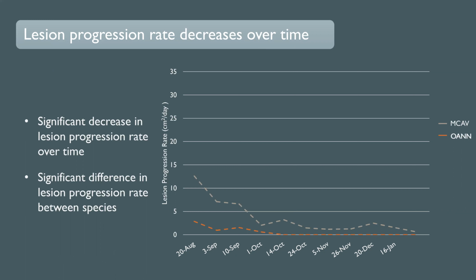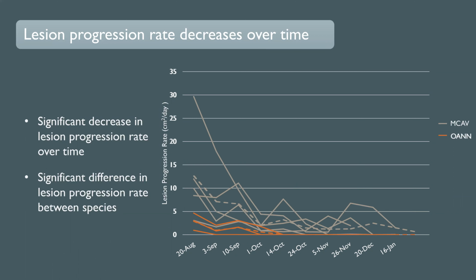Axes are all the same for this figure as the previous, and you can see that there's a significant decrease in lesion progression rate over time still as we look at the full duration of monitoring. There's also a significant difference in the lesion progression rate between the 2 species. However, some interesting patterns arise whenever you look at the individual replicates within these 2 species.